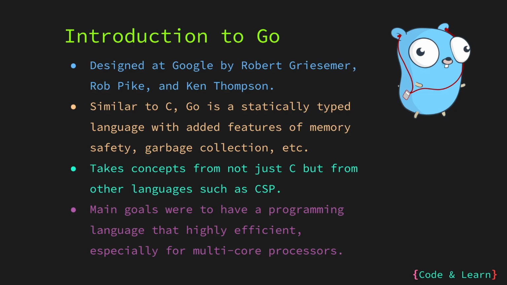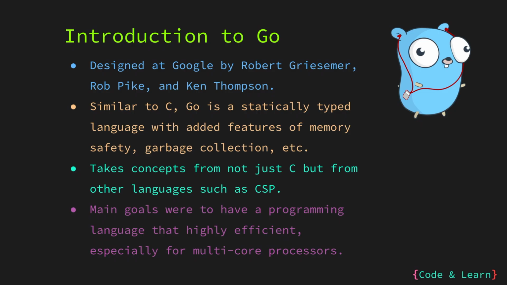Go is very similar to C syntactically, but it has many more features than C, especially memory safety and garbage collection. It takes inspiration from C, but it takes concepts from a lot of different languages. One example is the use of channels for Go routine communication, which is taken from the language CSP. Don't worry too much about Go routines. We will learn about Go routines more in more advanced lessons.